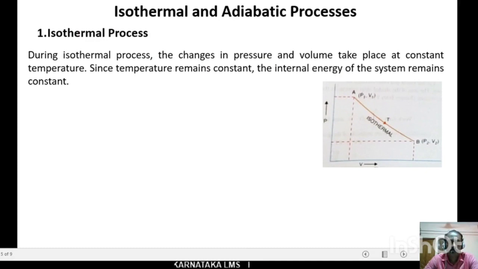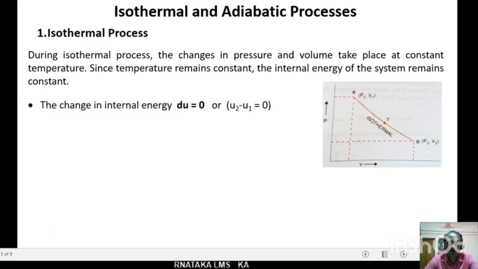The change in internal energy during isothermal process is equal to 0. That is dU equals 0, or U2 minus U1, the change in internal energy of the system, is equal to 0. Apply first law of thermodynamics. We get dQ equals the work done, dW.